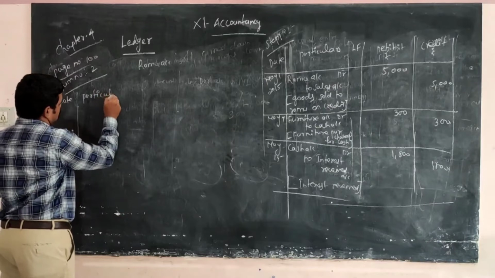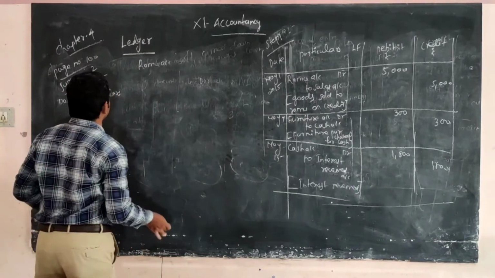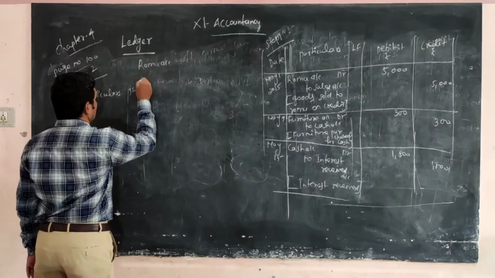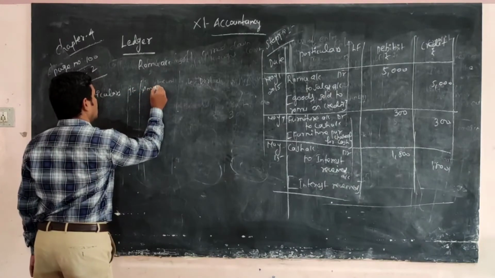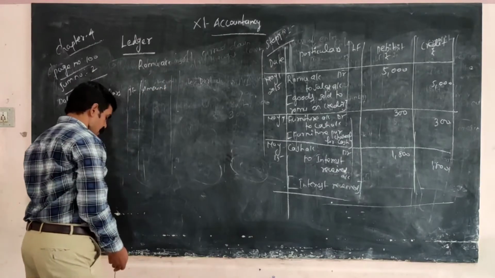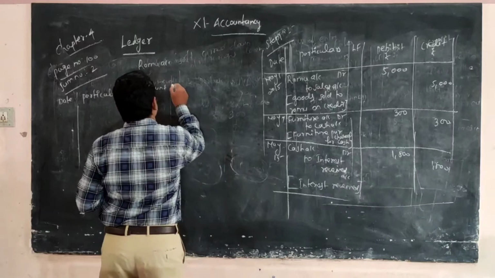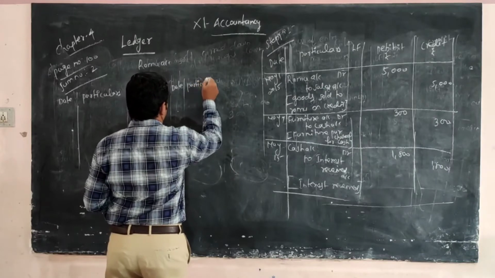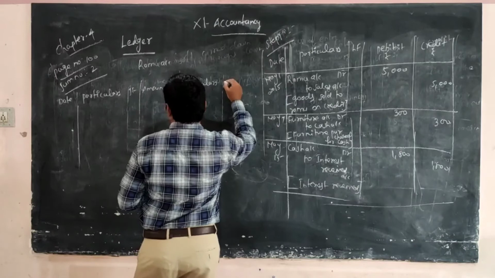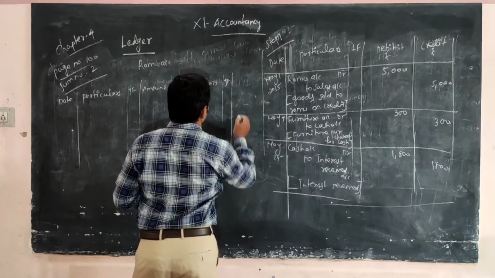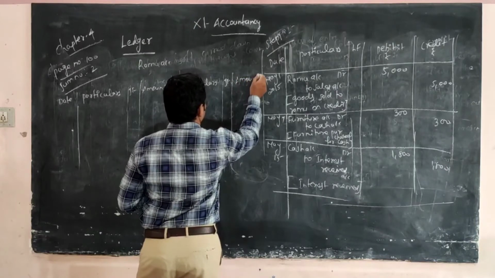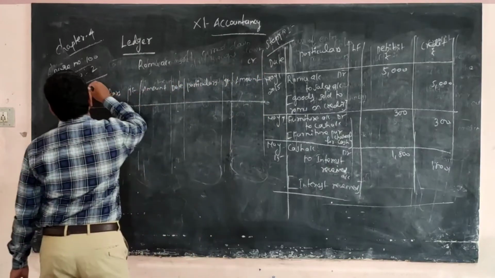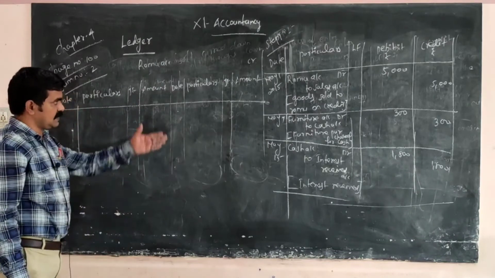Particulars, amount, date, particulars, JF, amount, credit, debit. So on the first transaction, Ramu account.